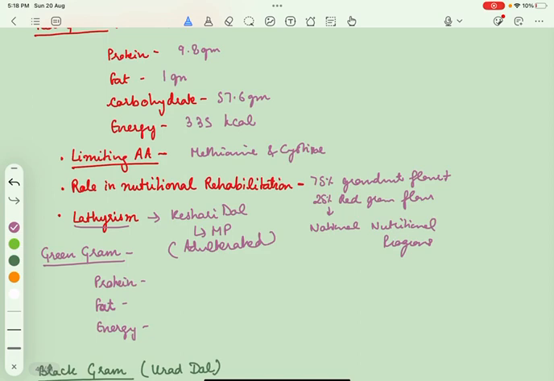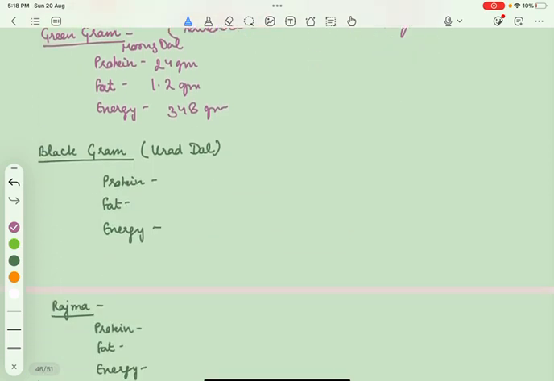Then next comes the green dal, or green gram, which is moong dal. Here the protein is 24 grams, fat is 1.2 grams, energy is 348 kilocalories. This is all per 100 grams. Next comes the black gram dal, or urad dal, which is again widely eaten here. This contains 24 grams of protein, 1.2 grams of fat and 348 kilocalories of energy.